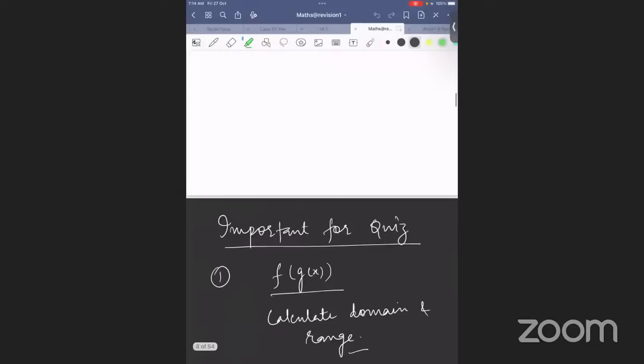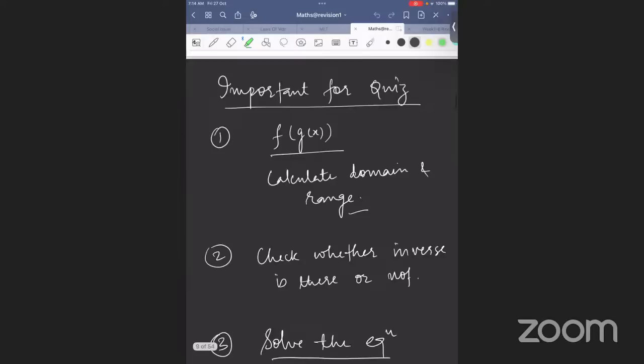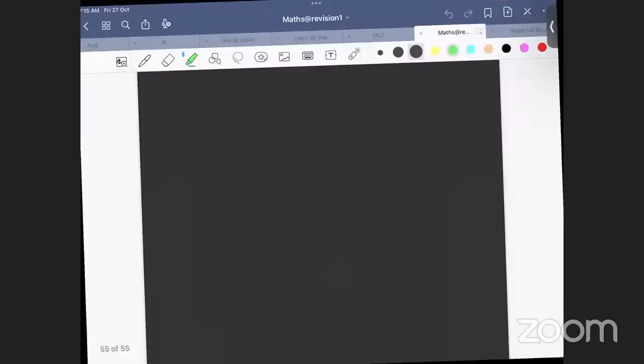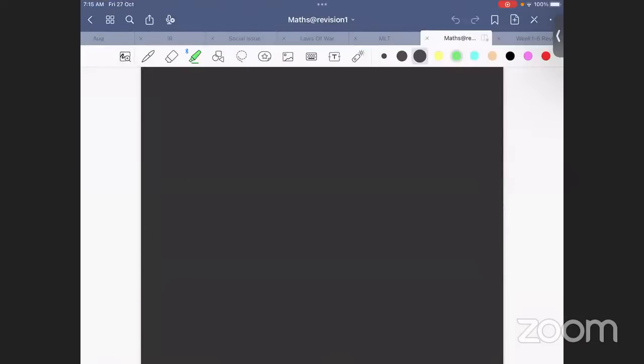So I'll just discuss your questions first, whatever you have asked. Is this fine, or should I do it in landscape mode? This is fine. Okay, so what was the question? You were having some polynomial, correct? What was that polynomial?